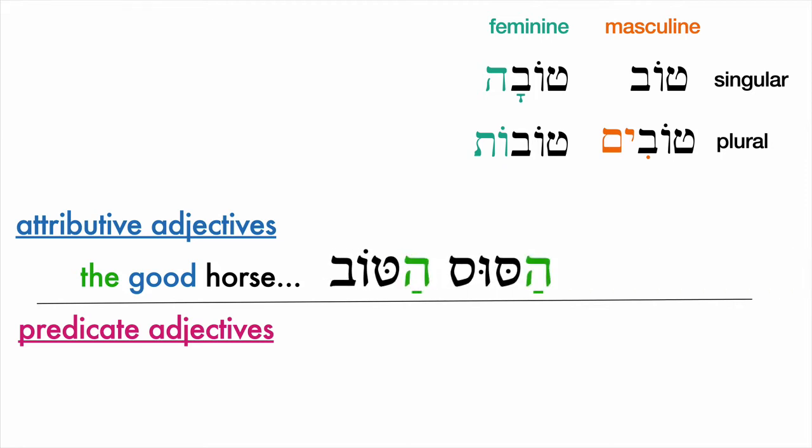So the word the in Hebrew is basically just the letter hey with a patak, ha. It's also the dagesh in the next letter, but for now, just what is in green, ha. So we want to say the good horse. The horse, the good one.